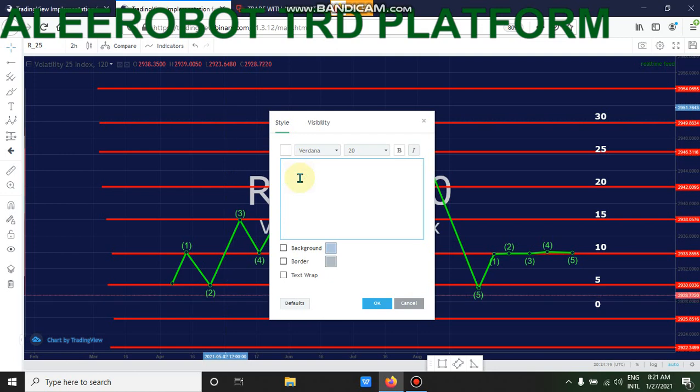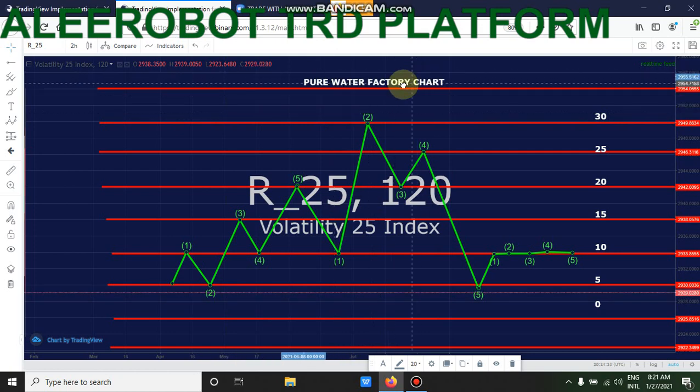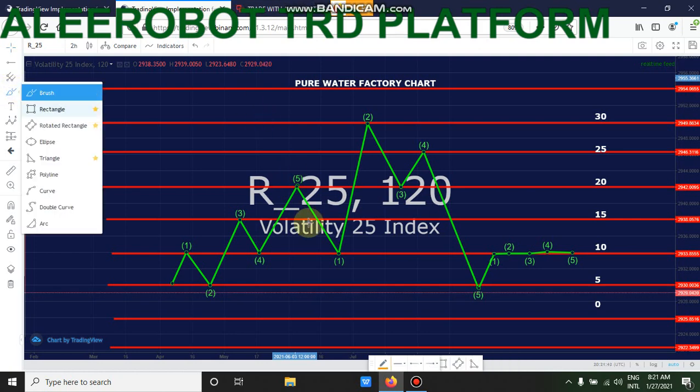I want the pure water factory chart. So we are using the real pure water factory, how pure water rose from 5 naira, so that we can all understand. Let me put it here. Pure water factory chart. So are you with me, guys? If you are with me, just type I in the comments box. Okay, I think we are good to go now.